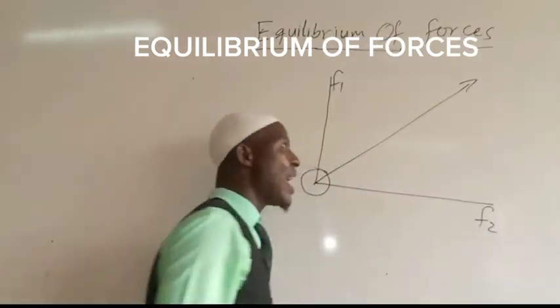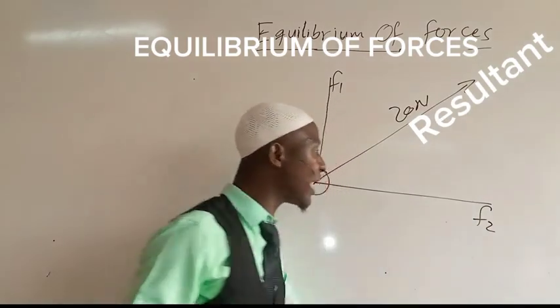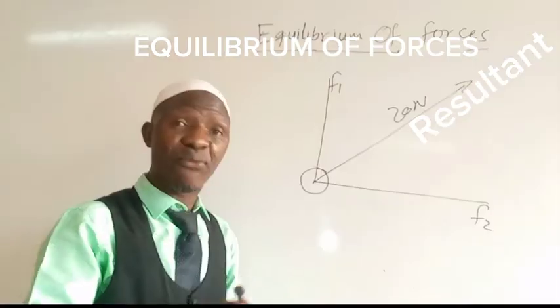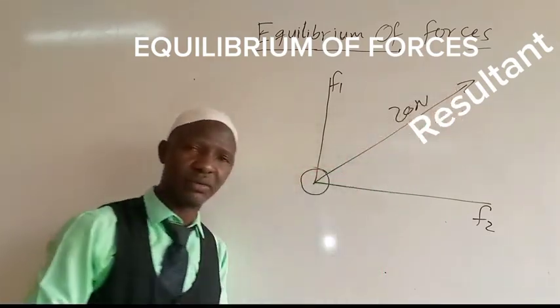You find the resultant of this like this. This is the resultant. Assuming our resultant is 20 Newton. Good. The resultant of this and this. So it means the force that's acting on this body is 20 Newton, pushing it in this direction.